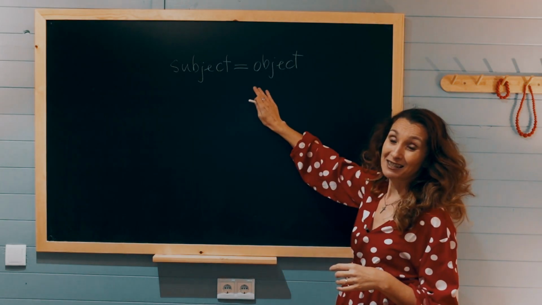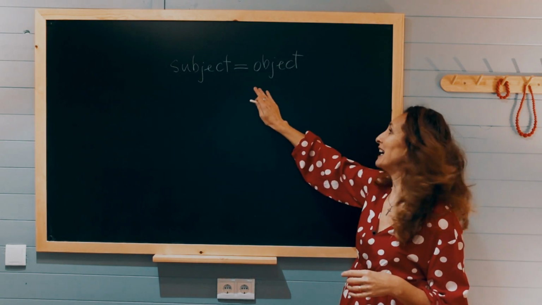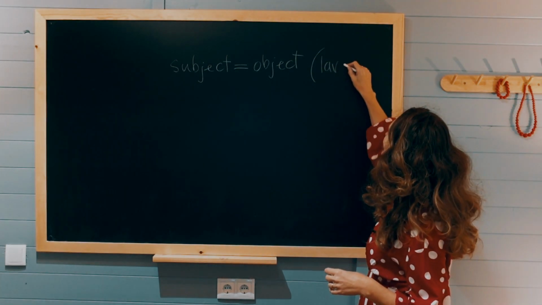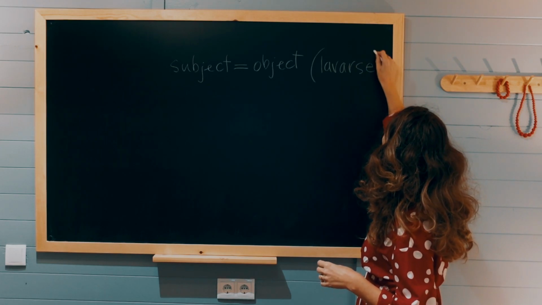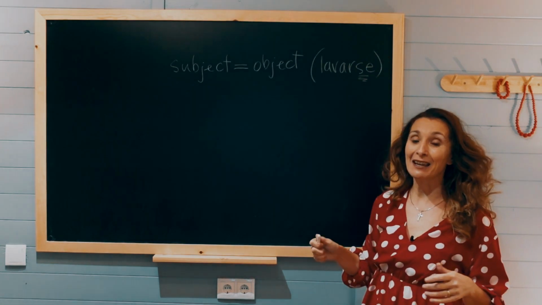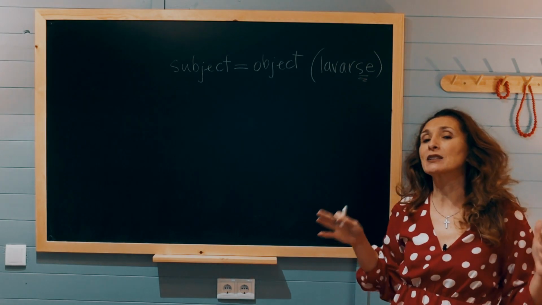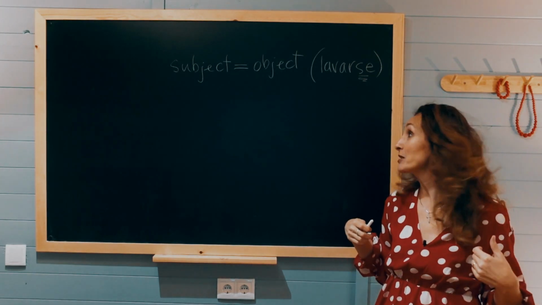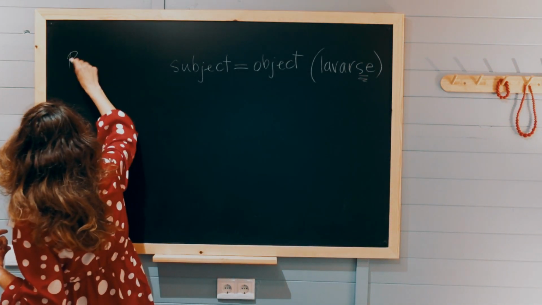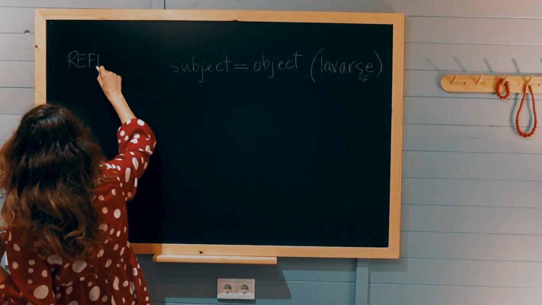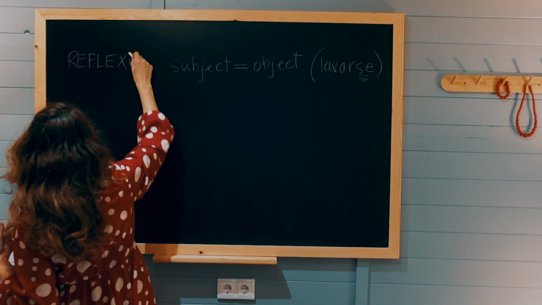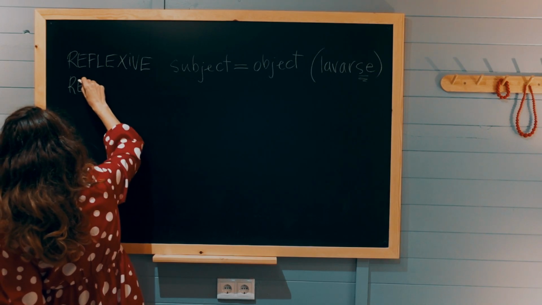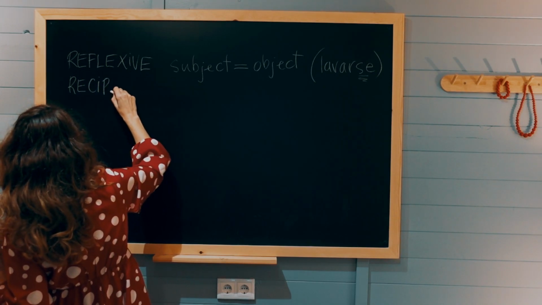These verbs had this se ending and they were, I don't know, lavarse, no? This se immediately told us, okay, whoever's doing the washing, they're actually washing themselves, no? These were what we called the reflexive verbs.